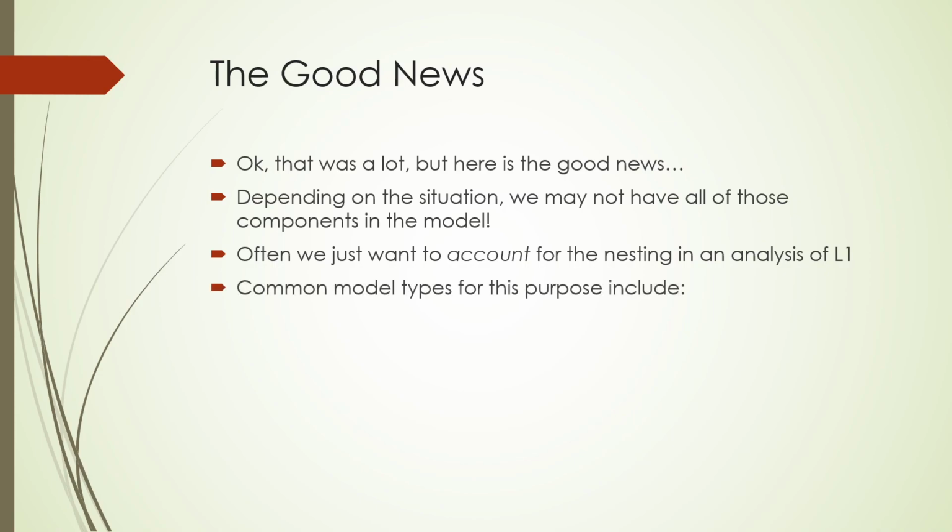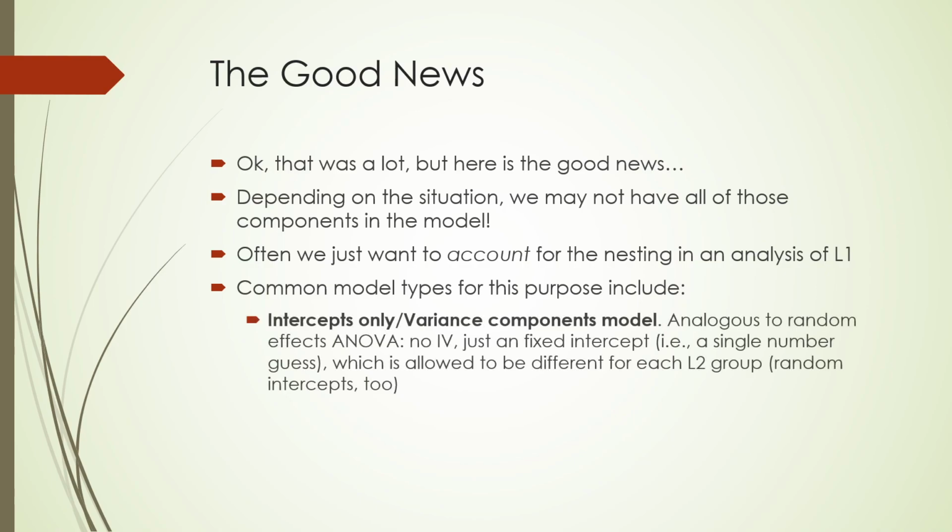Within this context, there are three common model types that we can use for this purpose. The first one is called an intercepts only or a variance components model. This is analogous to random effects ANOVA in that we don't have an independent variable. All that we have is a fixed intercept, that is our default value for everybody, and then we allow this intercept to randomly change based on the level 2 groups.